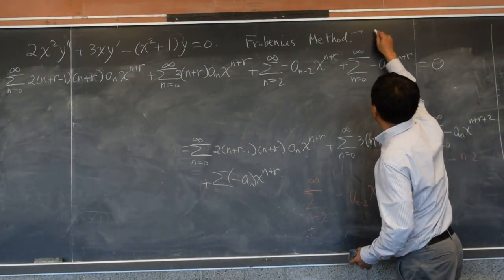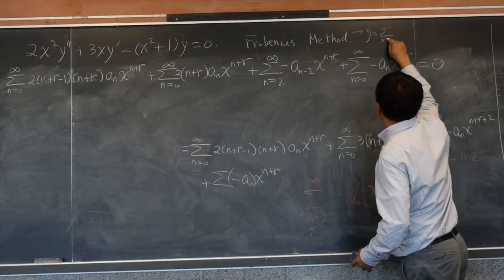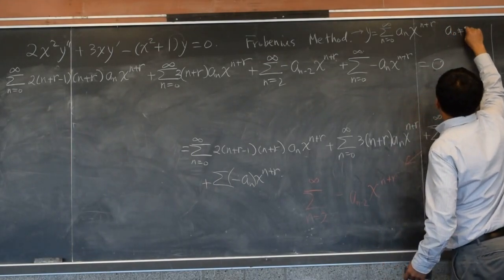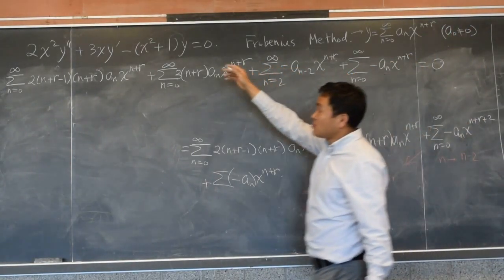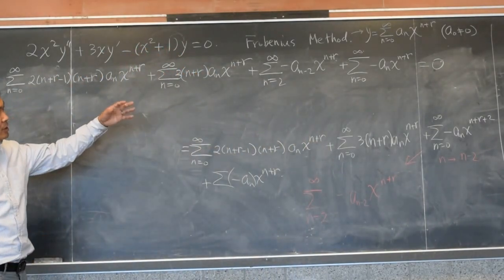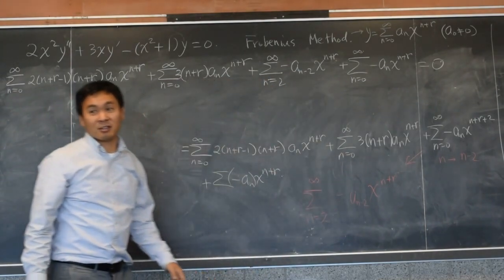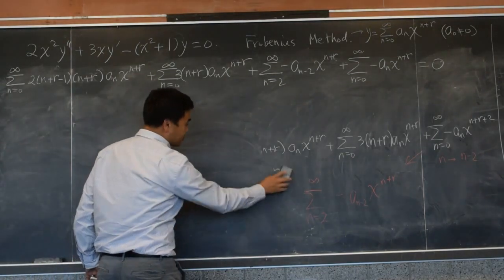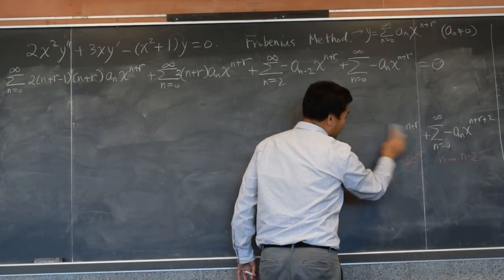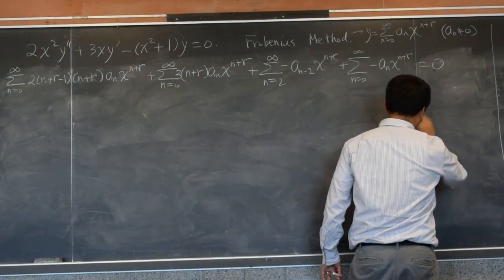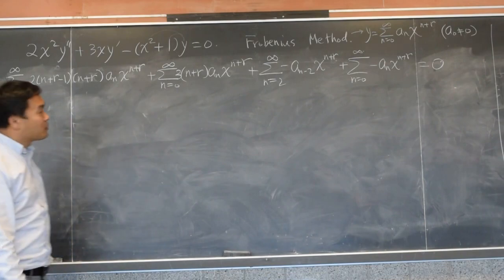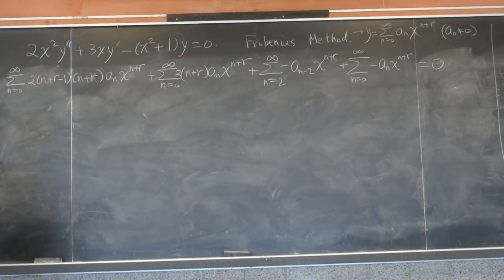What was the Frobenius form again? It was y equals sigma n from 0 to infinity of an x to the n plus r, where a0 is not equal to 0. If we plug this into this differential equation, simplify everything, and shift, this is the equation I get. That's where we are at so far. Any questions so far? Okay. It's just long. Nothing is very complicated. You just need patience, and you can get it. Now let's try to write down what we get for individual n's.